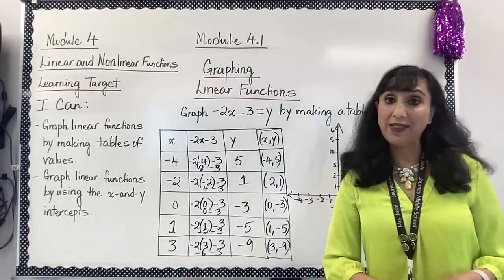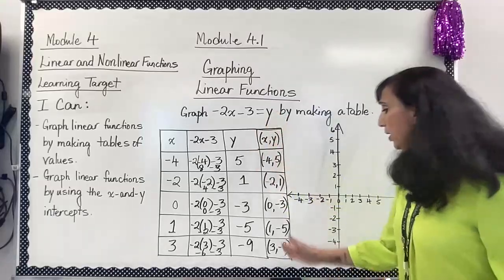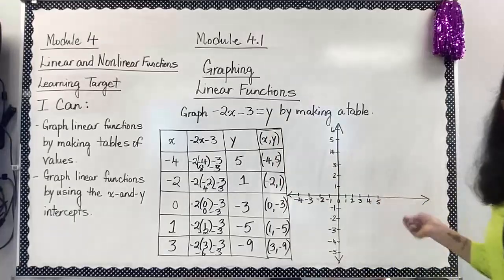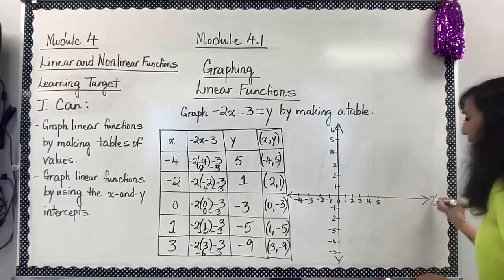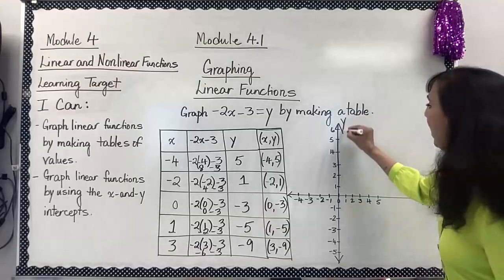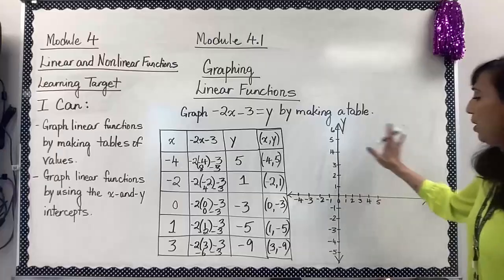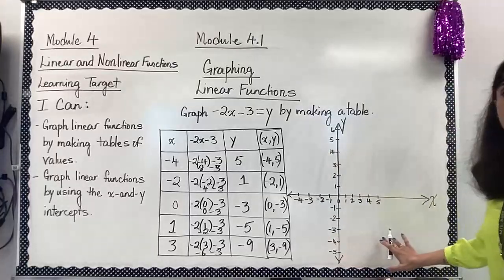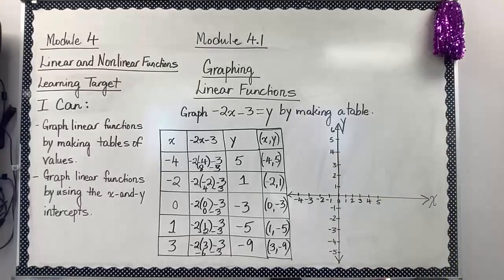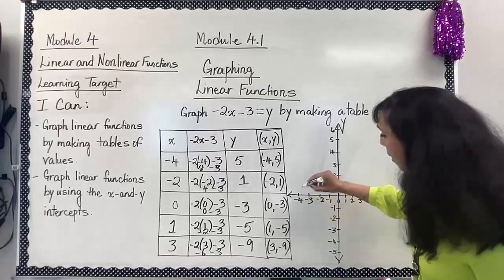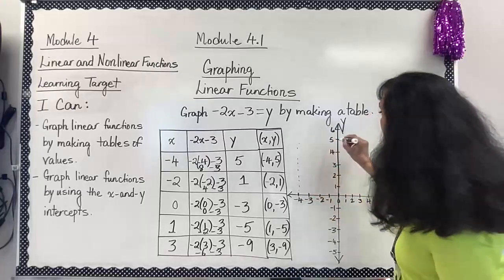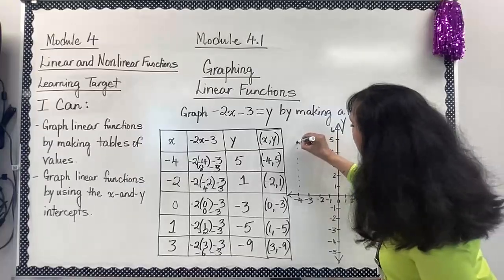Once I have done that, now I'm going to take these ordered pairs and graph them on my coordinate plane. Of course, we know that this is the x-axis, this is the y-axis. Here's my origin, quadrant 1, quadrant 2, quadrant 3, quadrant 4. Now all I'm going to do is take those values and graph them. So let's look at the first one. It's saying negative 4. So when x is negative 4, y is 5. So here is my point.